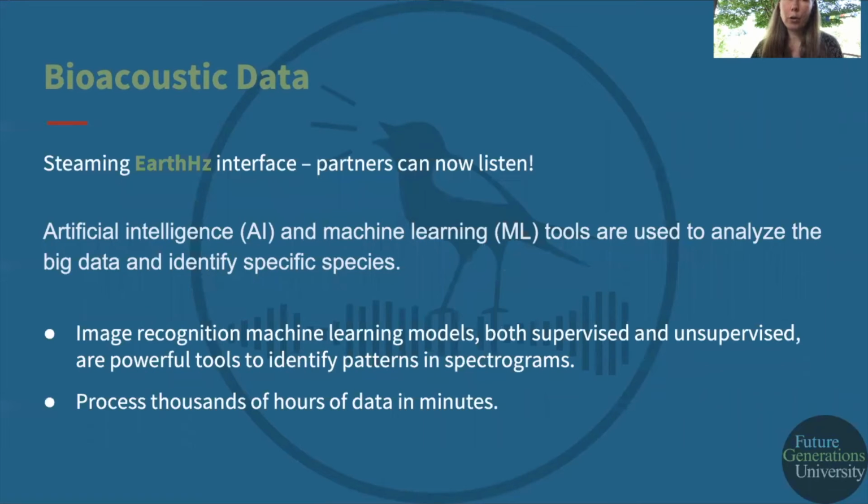So far we have Earth Hertz, which is a streaming interface which allows partners to listen to the data. You can get on there and listen if you'd like, and also to label the data. So if someone listening knows what that species is, they can label that species right there in the streaming interface. So there's no need to download these large data sets. And we're developing artificial intelligence and machine learning tools to analyze the data and identify specific species. We're actually using image recognition tools, which I'll get into a little bit later, and we can process thousands of hours of data in minutes.